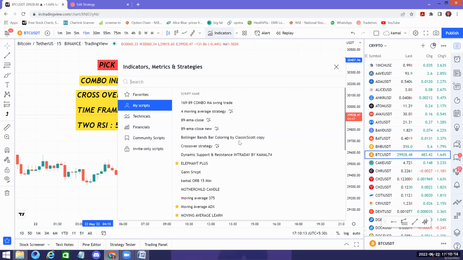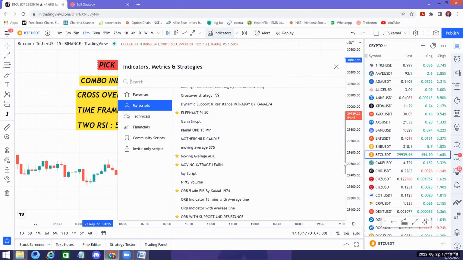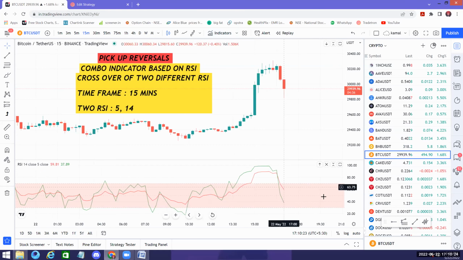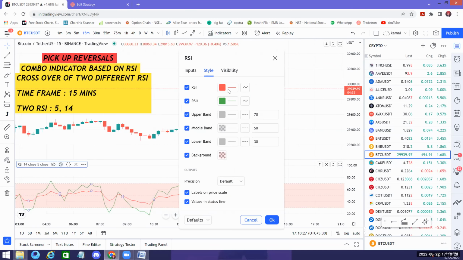Now, these are all indicators I have made for myself. I keep on using all of them. This is a relative strength index combo. Now I put this indicator on. Are you able to see the line, or should I make it darker?